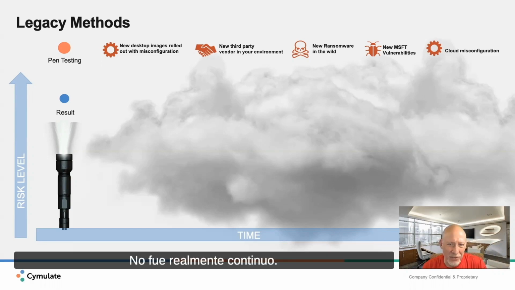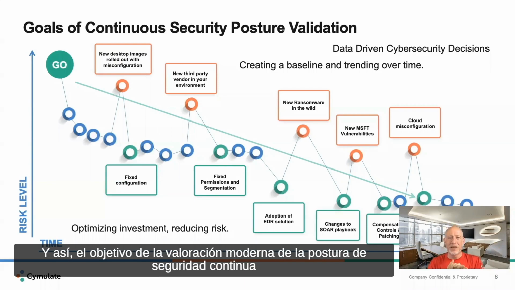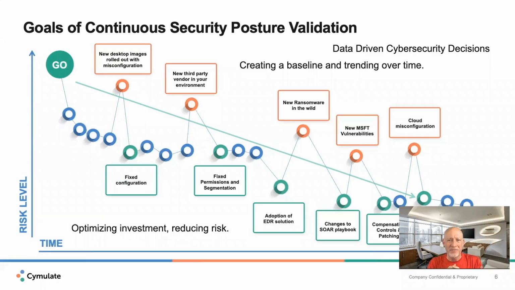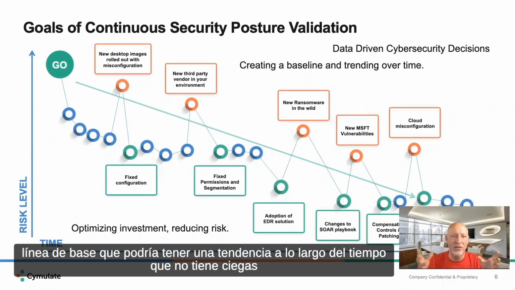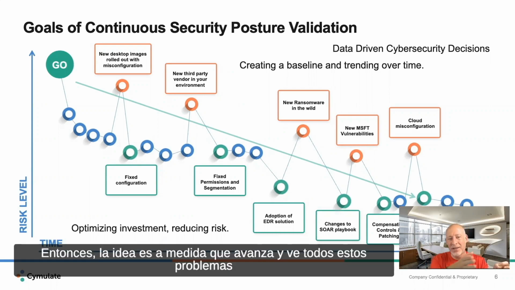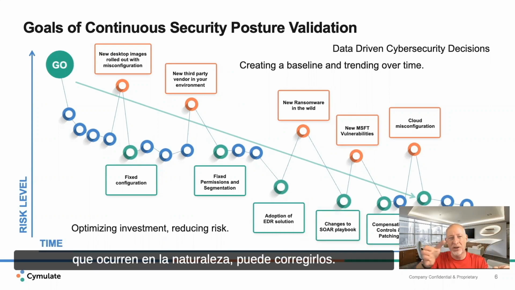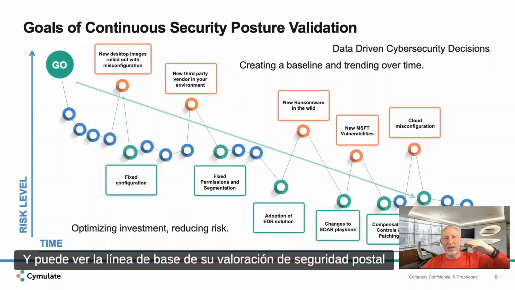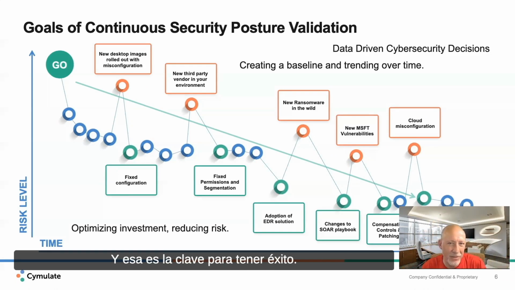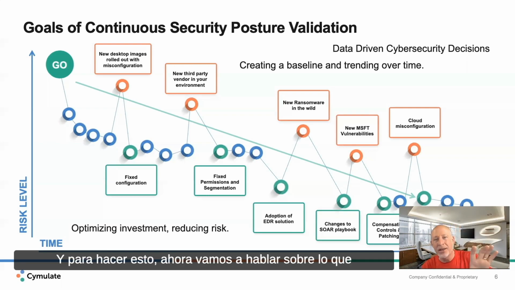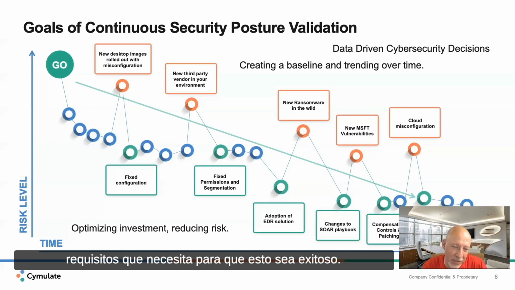It wasn't really continuous. And so the goal of modern continuous security posture validation is to give you data-driven cybersecurity solutions, creating a baseline that you can trend over time that has no blind spots. So as you go along and you see all these issues that occur in the wild, you can fix them. And you can see the baseline of your posture security validation, if things go up, what caused it, and how to bring it back down. And that's the key thing to be successful. And in order to do this, we're now going to talk about what requirements you need to make this successful.